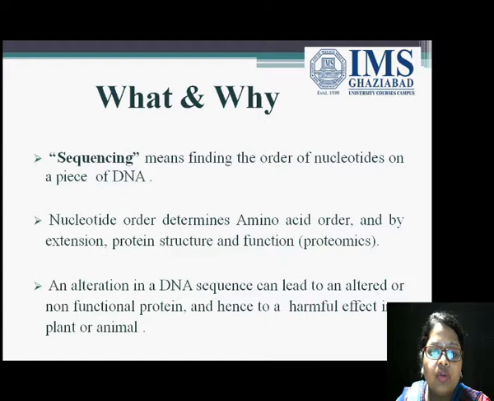Now, from the term order of nucleotides, I mean to say that I need to determine the sequence of the nucleotides that are forming the strand, which helps in prediction of the protein structure and the function. And as you know, any alteration in the DNA sequence can lead to a non-functional protein. So that is why sequencing is an important study.